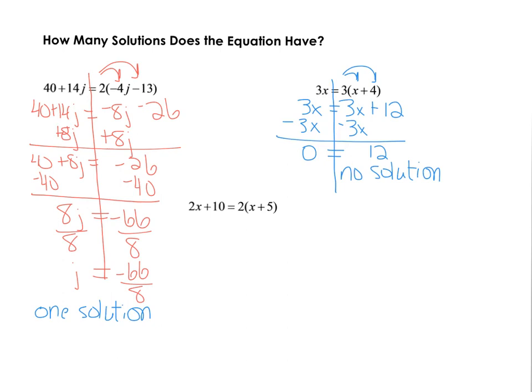All right, let's look at this one here. 2x plus 10 equals 2 times the quantity x plus 5. So nothing I can do on the left. There's my equal sign. 2 times x is 2x. 2 times 5 is 10. Something looks weird. 2x plus 10 equals 2x plus 10. I see my 2x. I'm going to subtract it from both sides, and I get 10 equals 10.